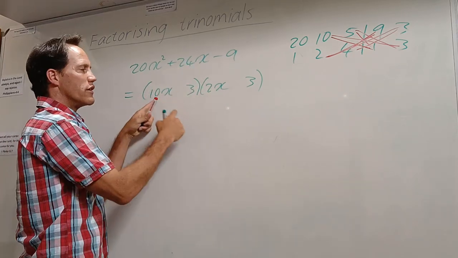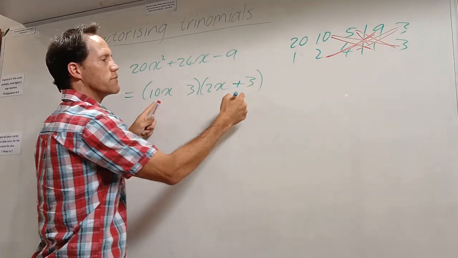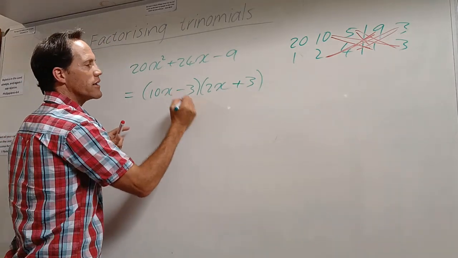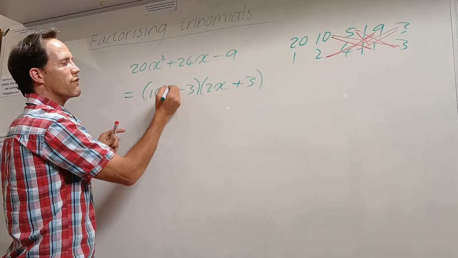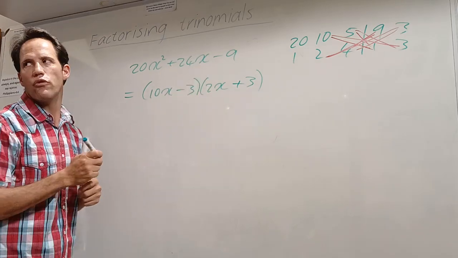So we must make this one 10 times positive 3 is positive 30. And then minus 3 times 2 is minus 6. So it's positive 30 minus 6 gives you positive 24.